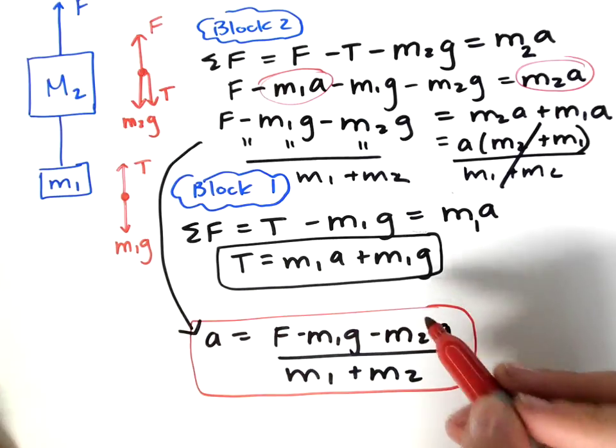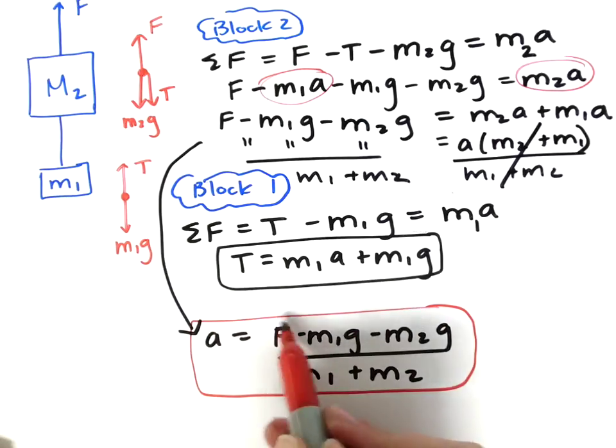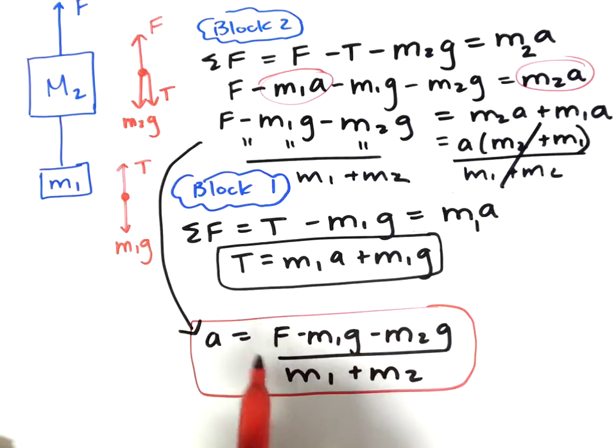No, they can't cancel because there is no M1 and M2 in the F factor. You have to keep in mind it's got to be in all factors to cancel anything.